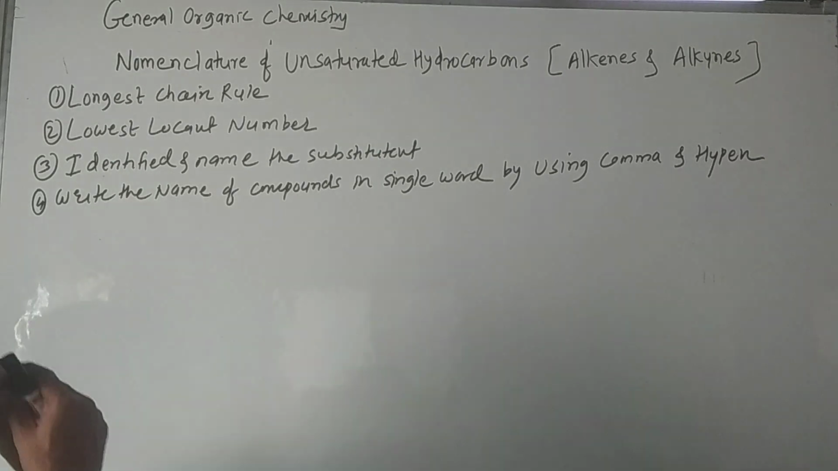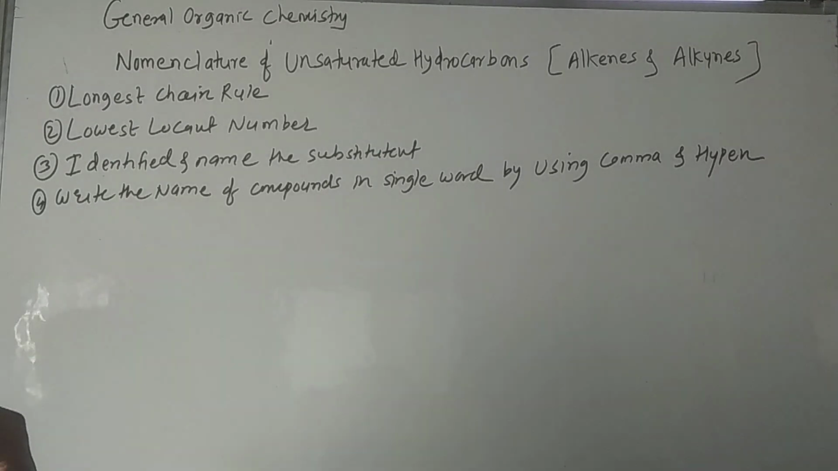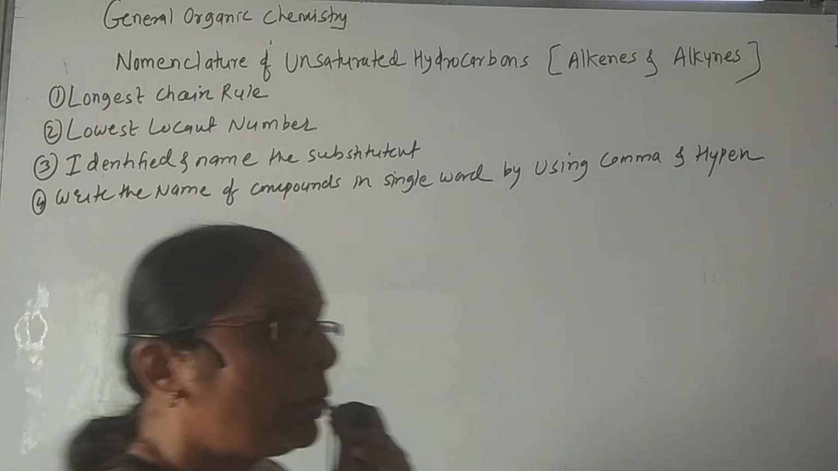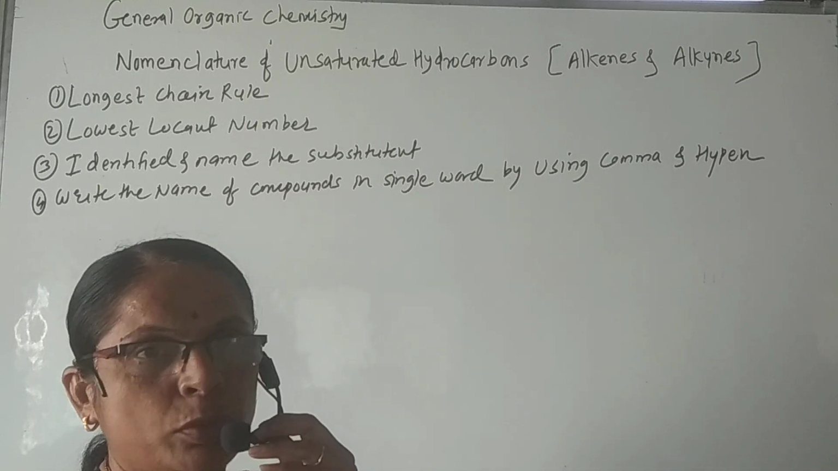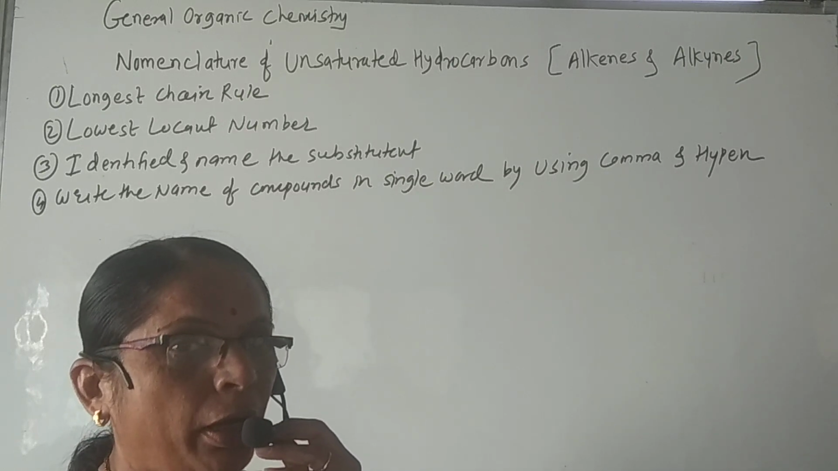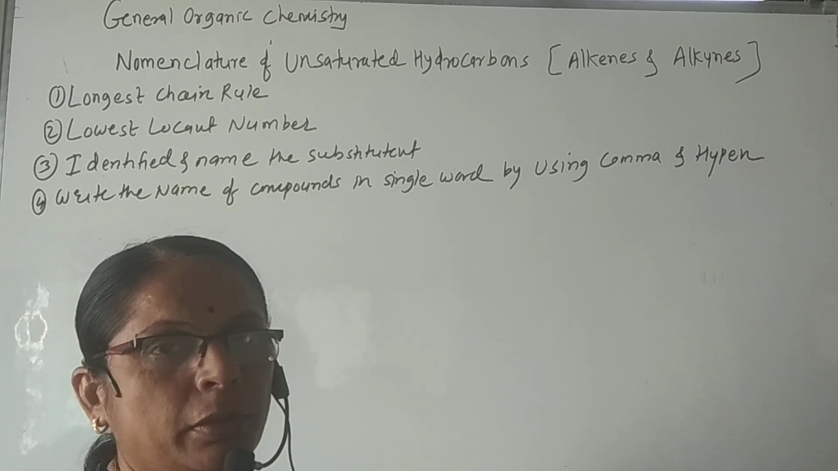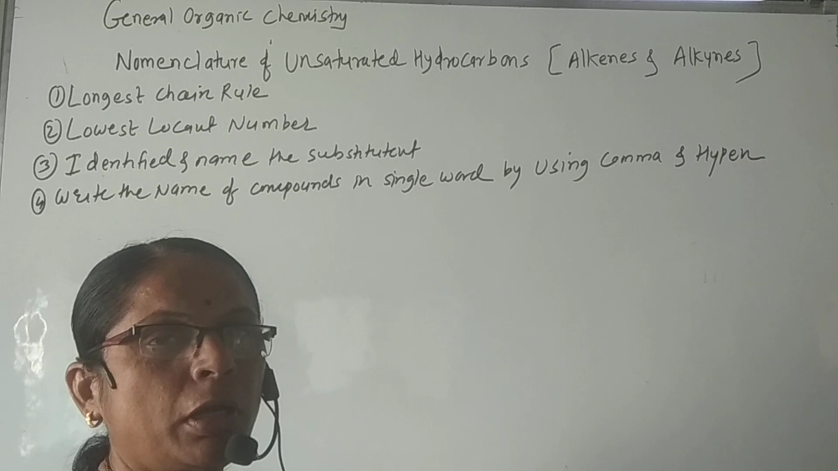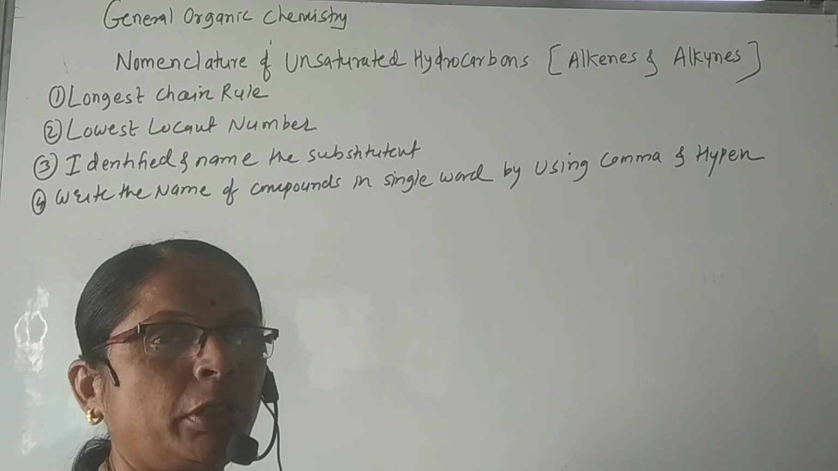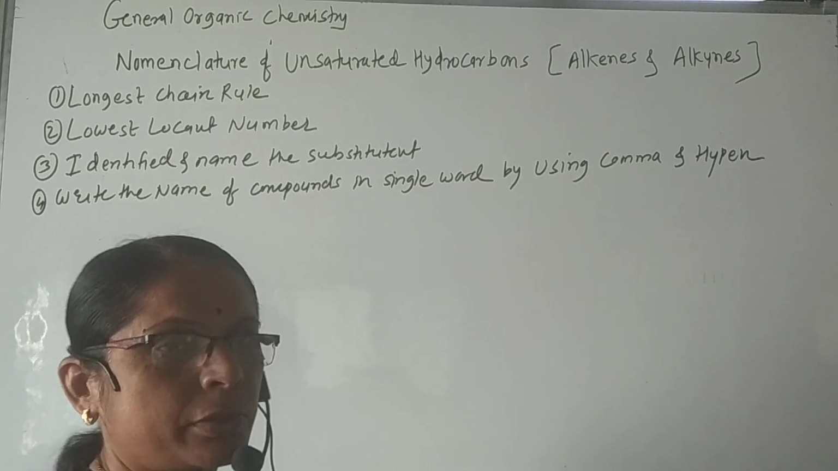Hello students. Now in general organic chemistry, in the last lecture we discussed the nomenclature rules for saturated hydrocarbons, that is for alkanes. Now in today's lecture we are discussing nomenclature for unsaturated hydrocarbons, that is alkenes and alkynes.